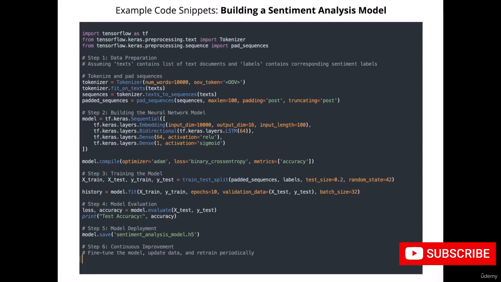Step 6 is continuous improvement. Based on the feedback, you will fine tune the model, update the data, and retrain it periodically at this particular point. This example demonstrates how to build a sentiment analysis model using TensorFlow's Keras API. You can further enhance the model's performance by experimenting with different architectures, hyperparameters, and pre-processing techniques. Additionally, consider incorporating techniques like word embeddings, for example Word2Vec or GloVe, and attention mechanisms to improve the model's ability to capture semantic meaning and context in text data.